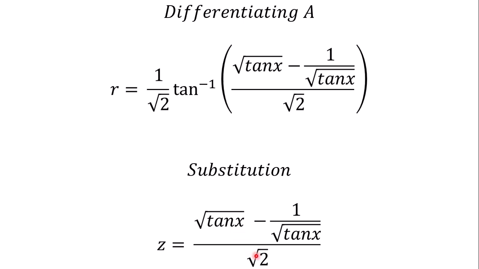Now let's multiply through by square root of 4 root 2, and when we do that, it's going to give us square root of root 2 times z is equal to, here the square root and square root will cancel out, and it will be square root of tangent x minus 1 over tangent x.